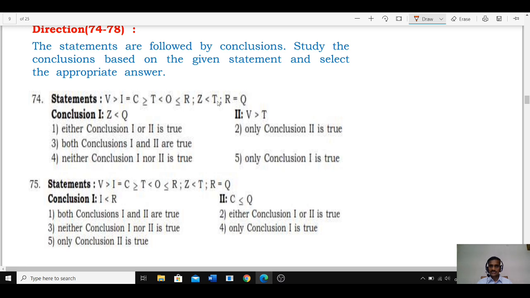Z is here, Q is here. Which element is common? T. No element is common between these two. So we have to go from Z to T, T to R, R to Q. Now Z to T, what is the relation we have? Z lesser than T, T lesser than R equals to Q. Hence Z lesser than Q is definitely true.